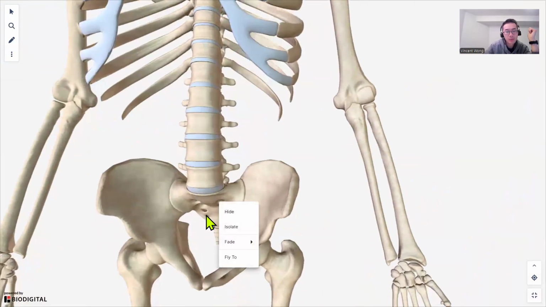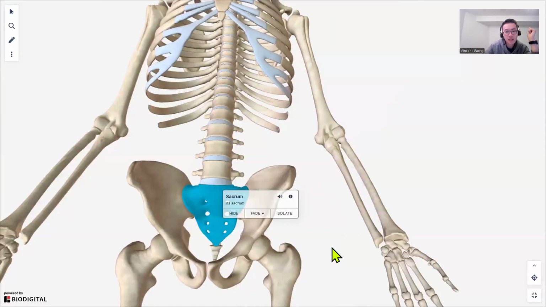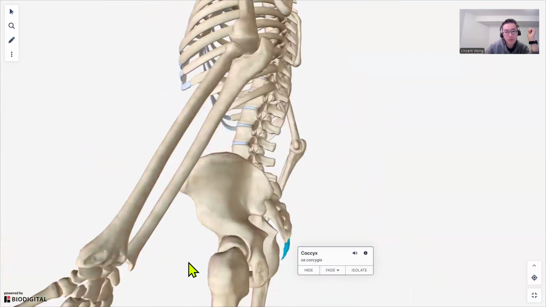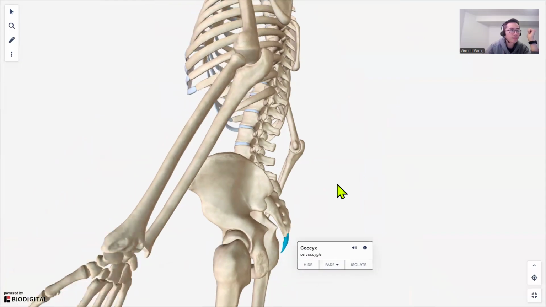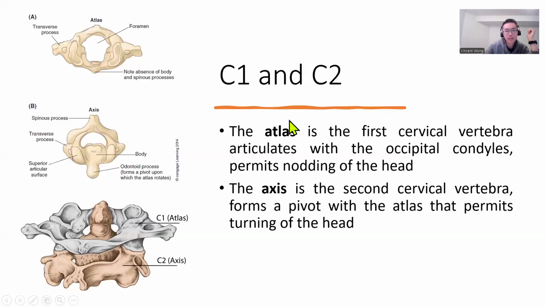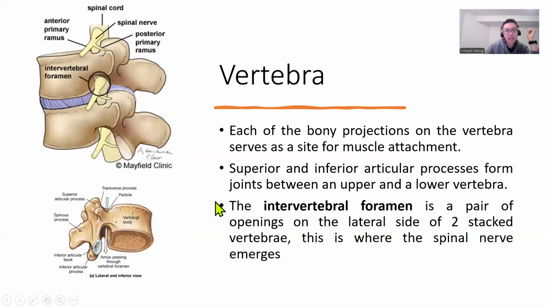Okay, so as we move down, finally we're going to have the sacrum right here, and then the coccyx. Coccyx is the tailbone, right? If we had a tail, we would have more of these coccyx bones. That's all. Okay, so atlas and axis form a pivot joint like this, and you can see the two vertebrae connecting together with the spinal nerve coming out on the side. Okay, and we have the spinal process coming out at the back.